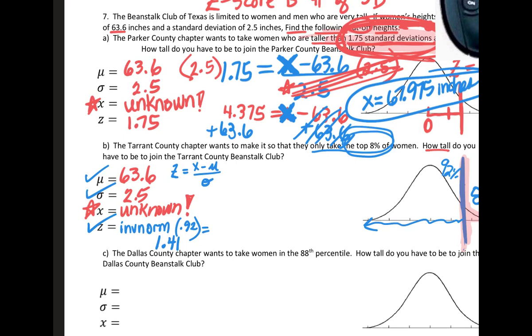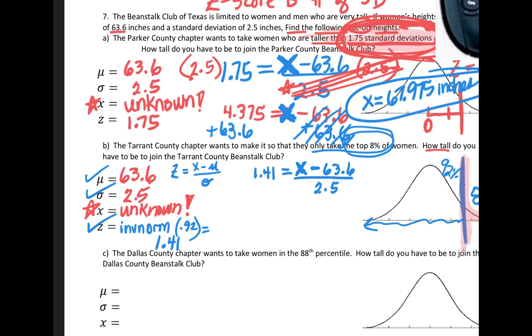Here we go. Z is 1.41 equals, x is what I'm solving for, x minus the mean, 63.6, over the standard deviation of 2.5. So there you go. Here is an equation that we now do algebra to solve.